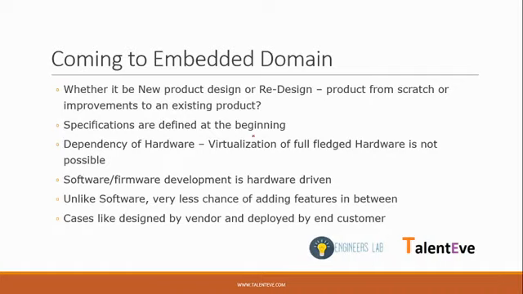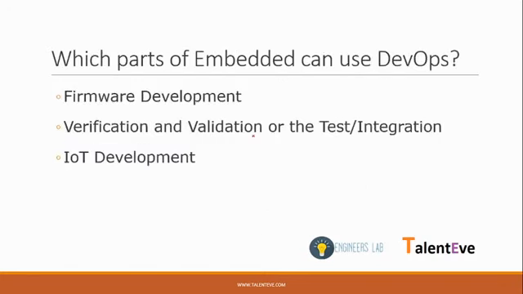So you can see there are many disadvantages or sequential things that need to happen with respect to the embedded domain, whereas software has the capability or the flexibility to use DevOps in its development. Now, can we use it in some parts of embedded development?